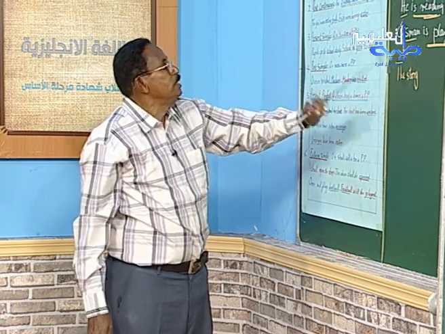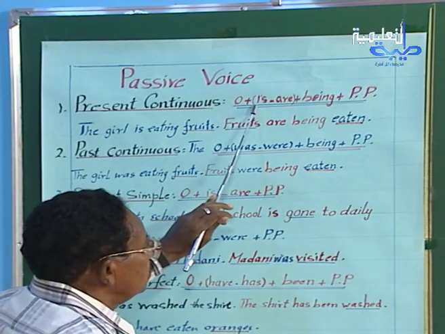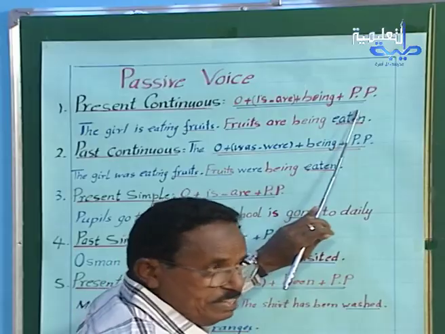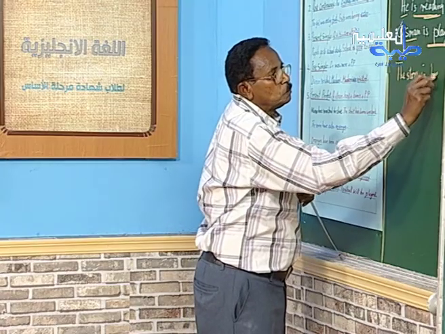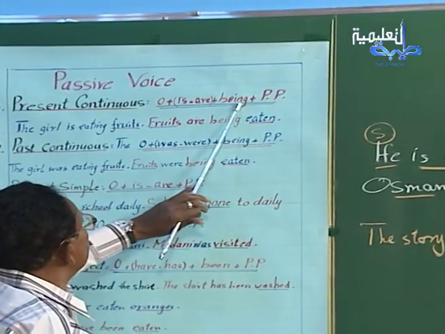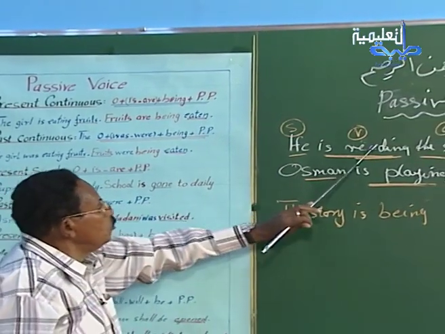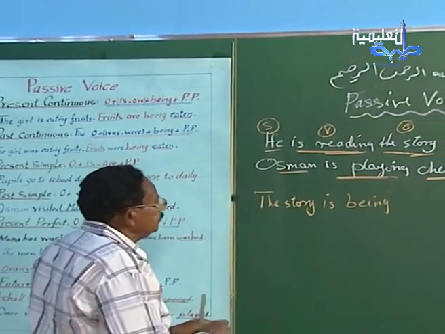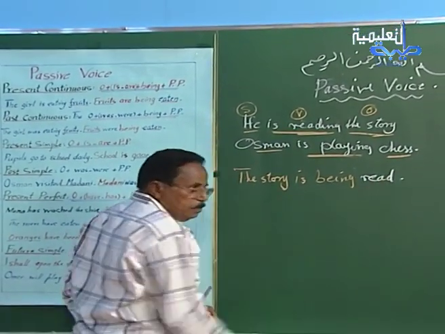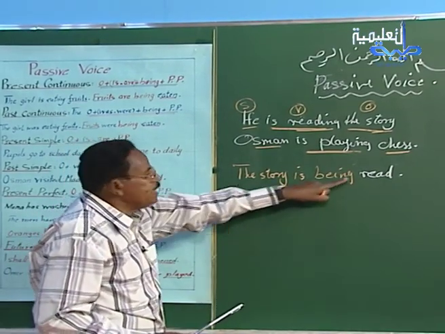Here the story, because after the object there is. We say is, and after is there is being, and after being there is a past participle. The past participle of read is read, the same letters but a different pronunciation. The story is being read.